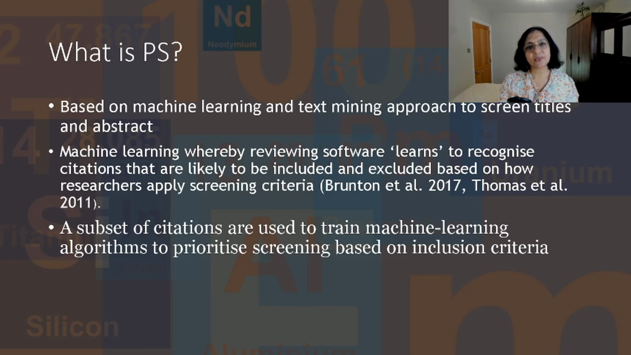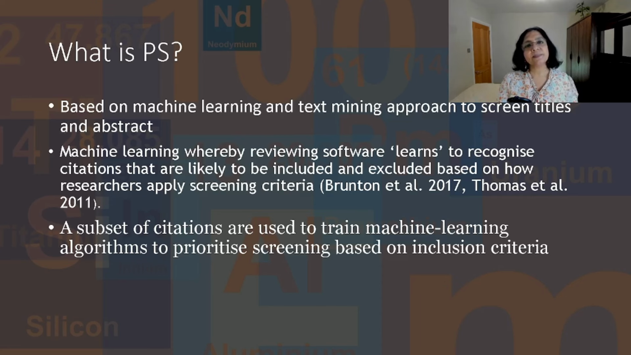So what is priority screening? All systematic reviewers must be familiar with the term priority screening. This is based on machine learning and text mining approaches to screen titles and abstracts in a systematic review.